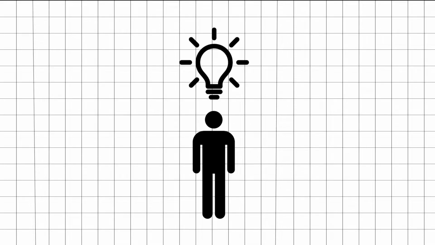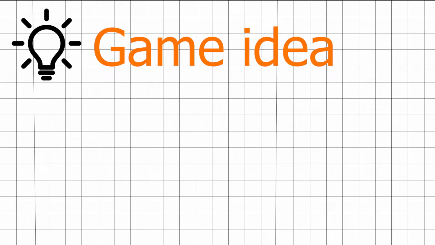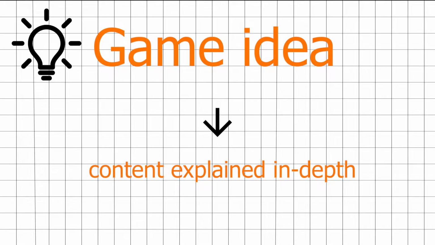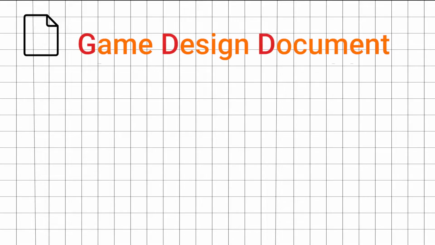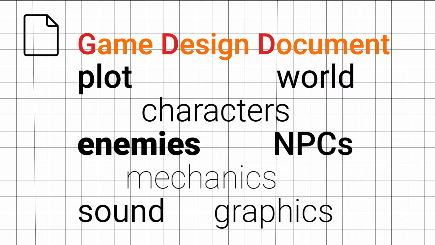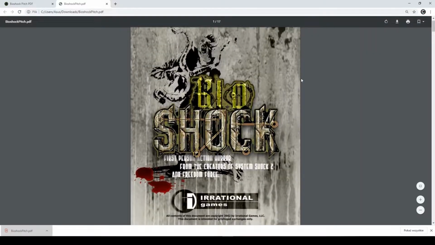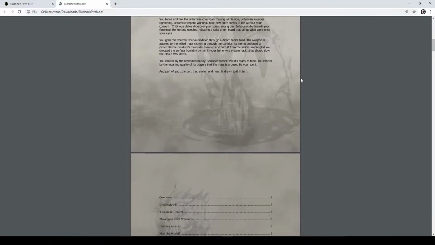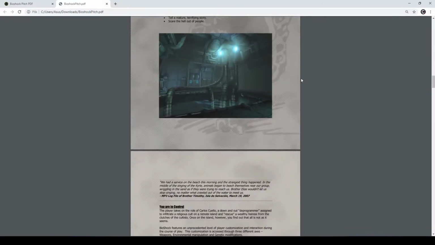As with any piece of software, there is someone with a vision to make a game. This game idea is written down with an elaborate explanation of every piece of content it will include. Such a document is called a game design document. It discusses literally everything, from the plot, the world, characters, enemies, NPCs, mechanics, sound, graphics, and much more. Depending on the size of the project, it may be 1 page long or even a thick book. For those interested, several popular games have their initial game design documents released, such as BioShock and Doom.